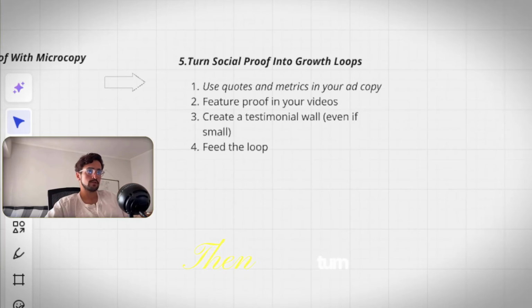Then you can turn social proof into growth loops. What I mean by that is that once you build your early credibility stack, you can turn it into momentum marketing, where every piece of proof generates the next one. Now, how can you do this? First, use quotes and metrics in your ad copy, like showing 10 beta testers who already cut launch time by 5 days, for example. Feature proof in your videos.